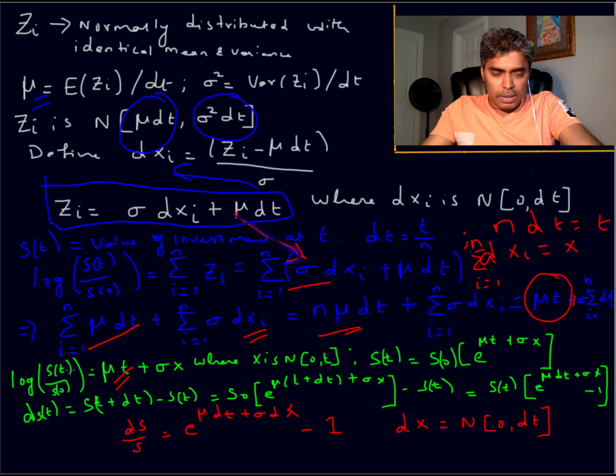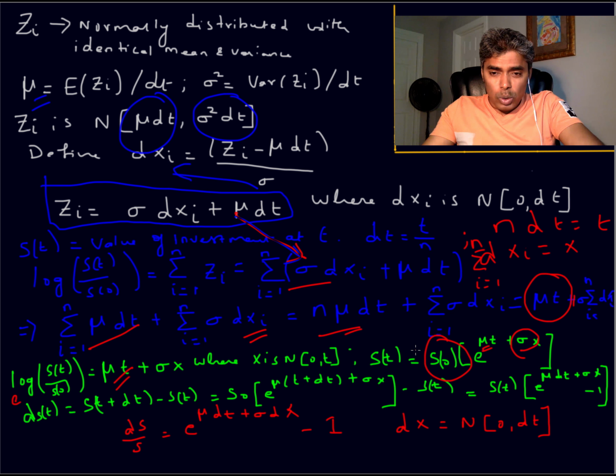So now we want to find out s of t, which is the value of the investment after time t. For that I'm going to take e to the power on both sides. Then it becomes s of t by s0 equals e to the power mu t plus sigma x, and I'm taking the s0 to the other side. Then it becomes s of t is equal to s0, which is the initial investment, times e to the power mu t plus sigma x.